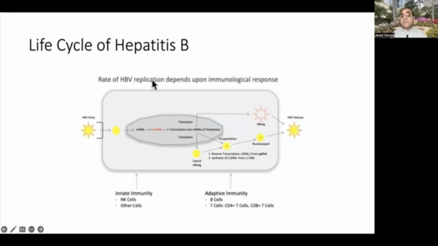The rate of HBV replication depends upon the immunological response. If the immunity has controlled it, the proliferation will not happen. But if it is allowing the proliferation, it will proliferate and infect the surrounding hepatocytes. The innate immunity is in the form of NK cells, natural killer cells, and other cells, while adaptive immunity is in the form of B cells and T cells, and the T cells form CD4 plus T cells and CD8 plus T cells.